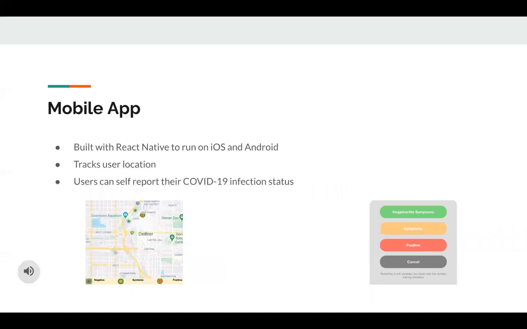Our mobile app will give users the option to track their location, which will be displayed on the heat map. The user can also report whether they tested positive for COVID-19 or have any symptoms, and that will be displayed on the heat map, and initiate the contact tracing algorithm.